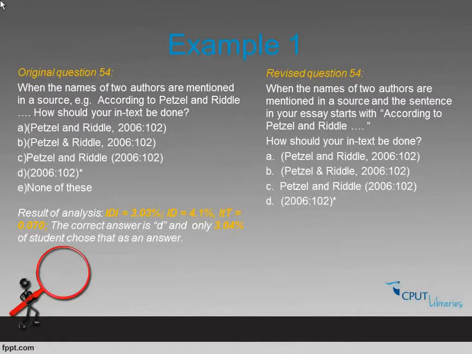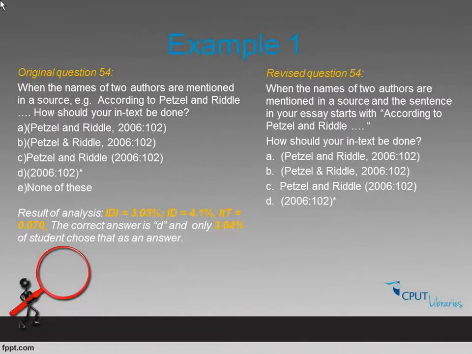I said, when the names of two authors are mentioned in a source and the sentence in your essay starts with, "according to Petzel and Riddle," okay, so now I'm busy analyzing the new version of this test after this, so I can't tell you what the test was in terms of the change. But this is what I picked up, and I wouldn't have known this if I didn't do item analysis. This is just one example of the question.